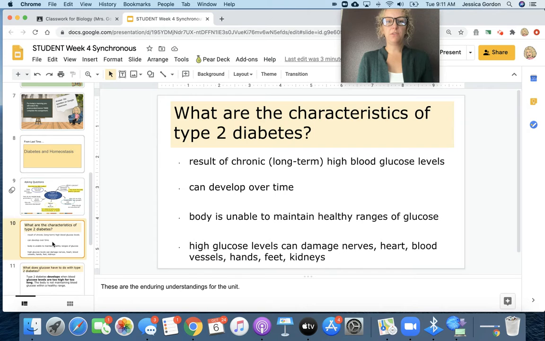So just as a quick overview, type 2 diabetes is long-term high glucose levels. So for example, someone who has sustained high levels of glucose over a long period of time. So either that person's consuming a lot of glucose throughout the day, several days, months, years in a row, or they're eating maybe normal levels of glucose, but the body isn't using that glucose for exercise or things like that.